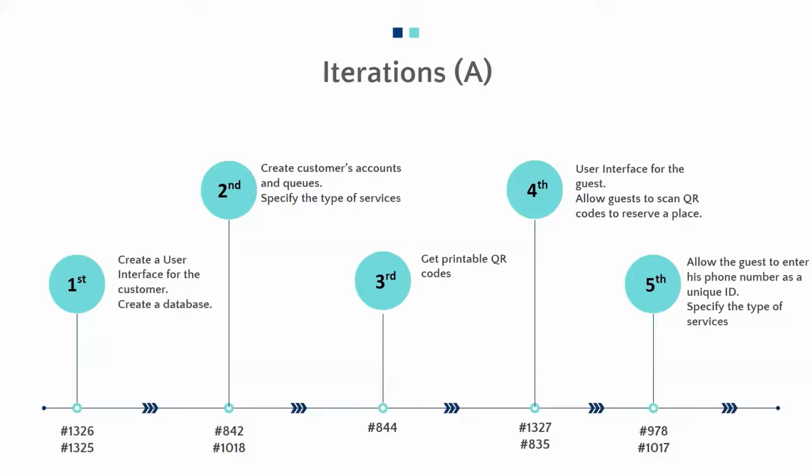After implementing the basic features that the customer needs, we move on to the guest. We will create a fully functioning user interface for the guest, and we will give him the ability to scan the QR code to reserve his place in the queue. We will also allow the user to enter his phone number to act as a unique identifier for him and let him choose among different services provided by the customer.